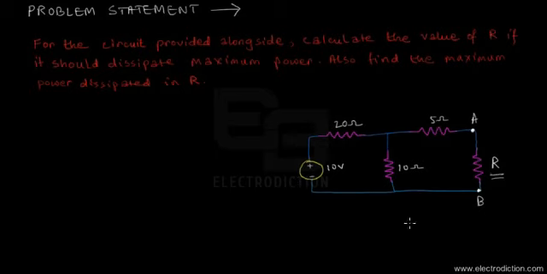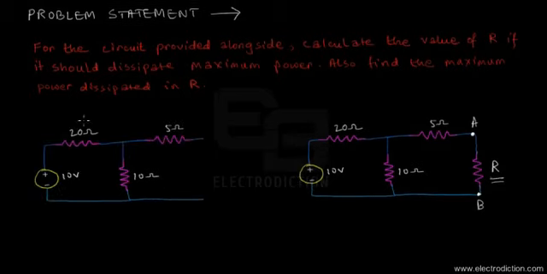So let's extract this part of the network. Here we have already extracted the part of the network on the left of the terminals A and B, that's the figure on the left. Let's label these points A and B. If we need to reduce the left part of this network by Thevenin's theorem, we just need to find the open circuit voltage across the open terminals AB. Let's name it VAB.